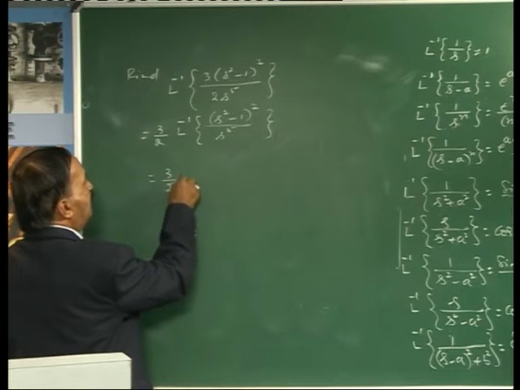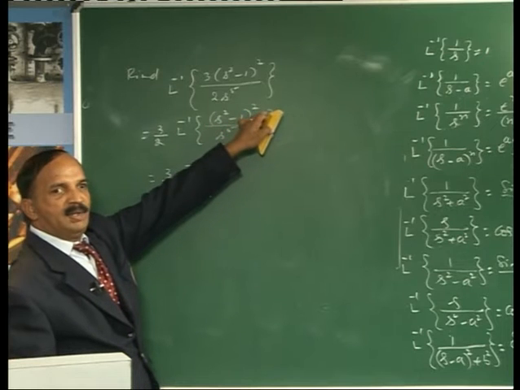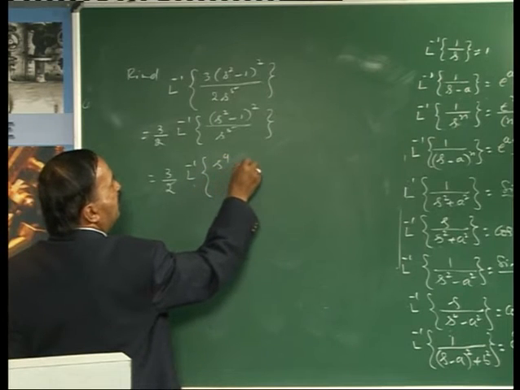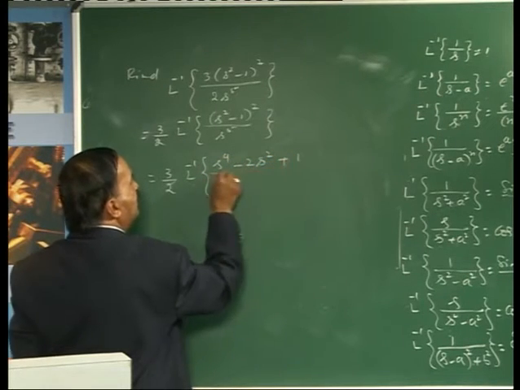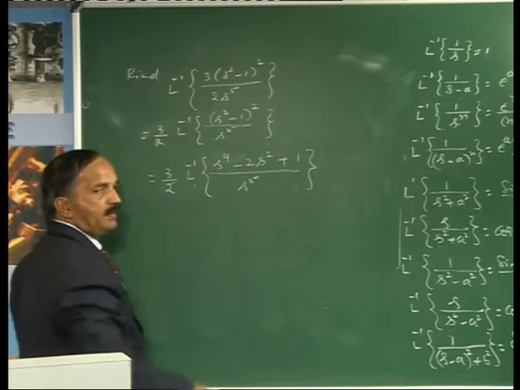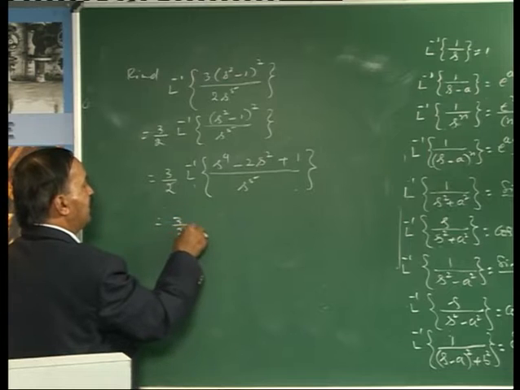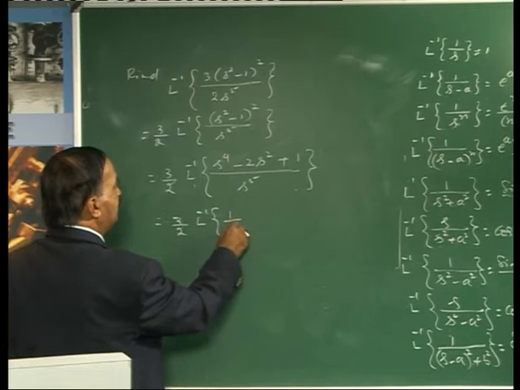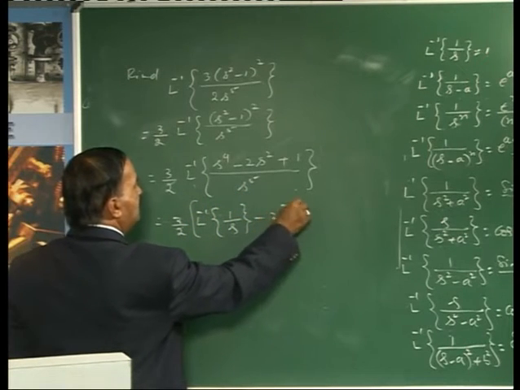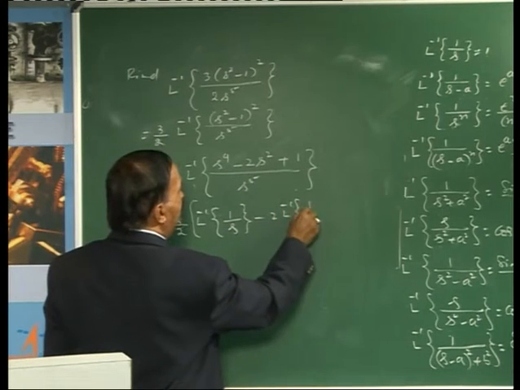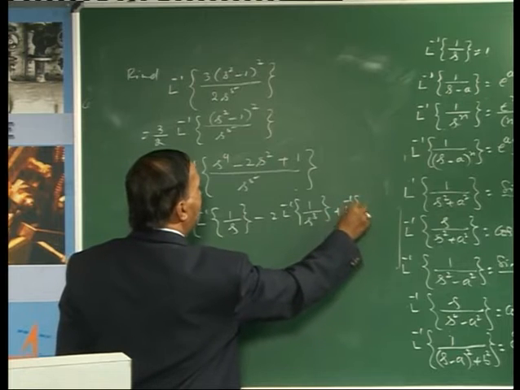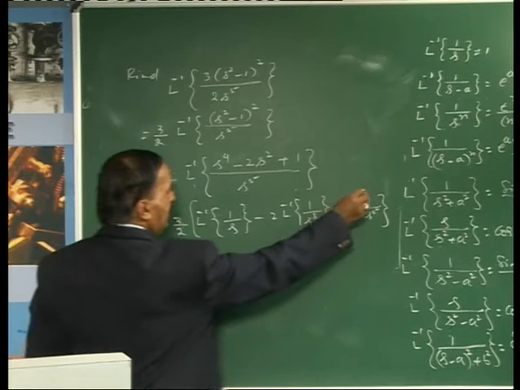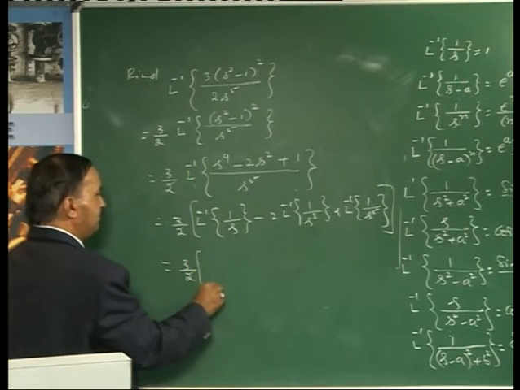In the next step, use the formula a minus b whole square: a square whole square is s to the power of 4, minus 2ab, 2 a square, plus b square, that means 1 by s to the power of 5. That is equal to 3 by 2 into L inverse of, next you separate here, s to the power of 4 by s to the power of 5, that is 1 by s, minus 2 into L inverse of s square by s to the power of 5, that is 1 by s cube, plus L inverse of 1 by s to the power of 5.